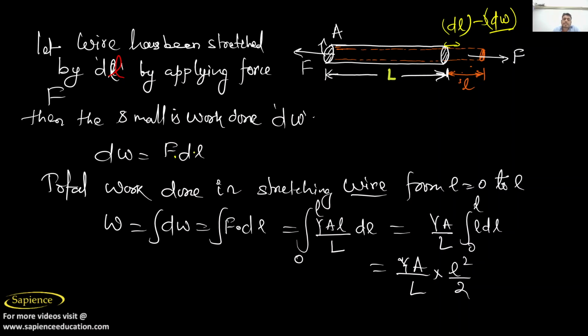As the direction is the same, F dot dl has cos theta, where theta is equal to 0, because you know the formula of work done is F d cos theta. Here theta is equal to 0 because displacement and applied force have the same direction. So we can write dW is equal to F dl. Now total work done in stretching the wire: l goes from 0 to L, that is, the final length, small l equal to L.